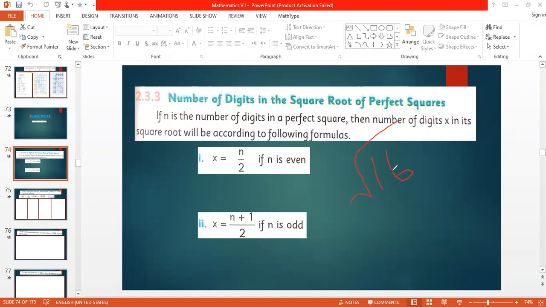Do you know the answer of this? Square root of 16, what is the answer? Are you there? Square root of 16. Are you hearing me?